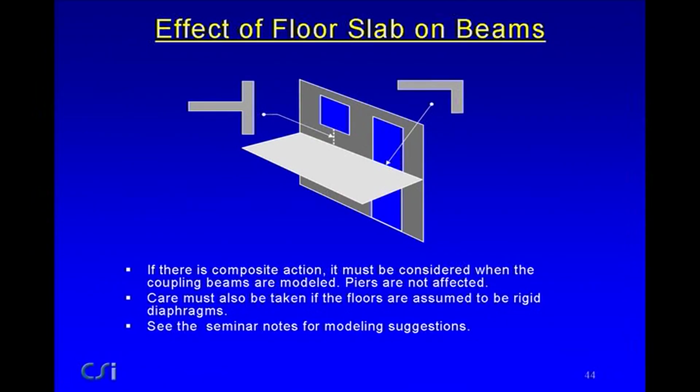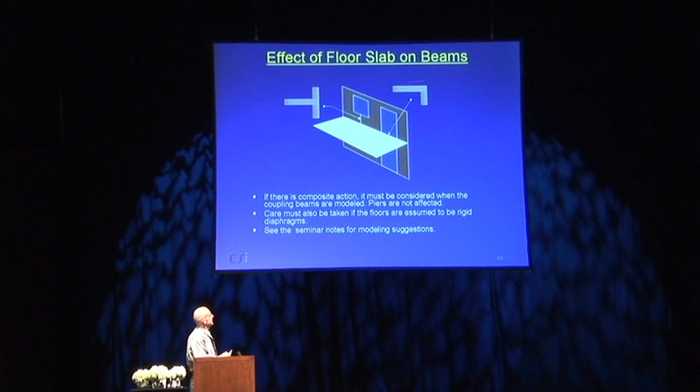It's common in analysis to assume that floors are rigid diaphragms. And remember, rigid does mean rigid in a rigid diaphragm. So you're basically assuming that this is a rigid slab, which means your neutral axis is going to be at the slab level, because there the strain will be zero. That's an issue you need to consider. The seminar notes do include some modeling suggestions.